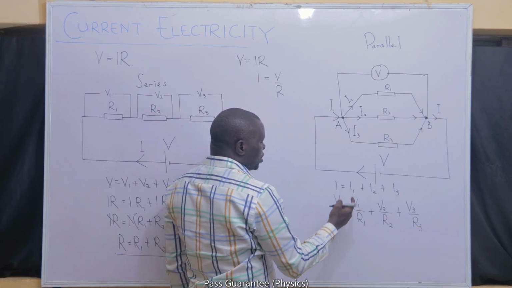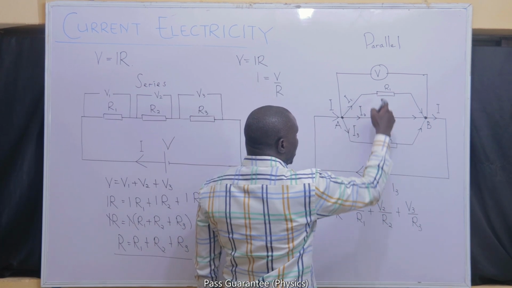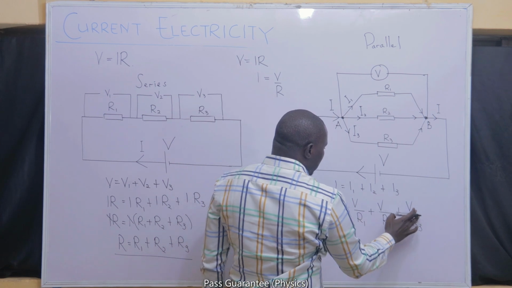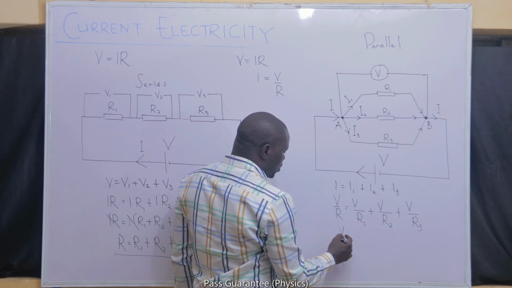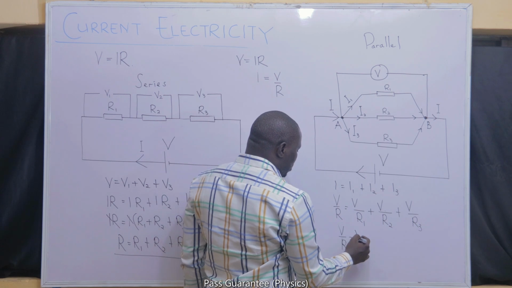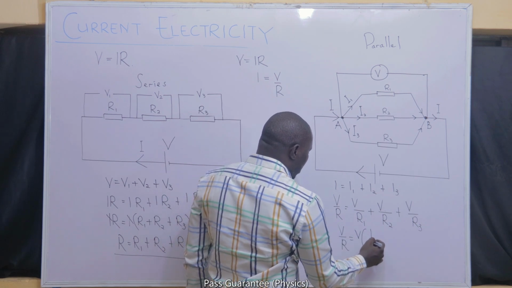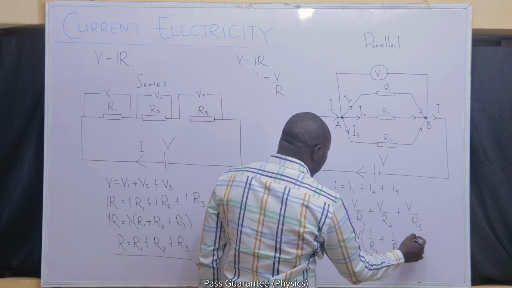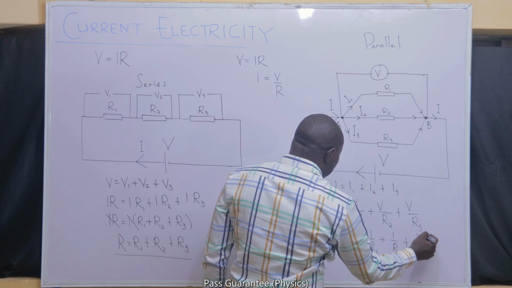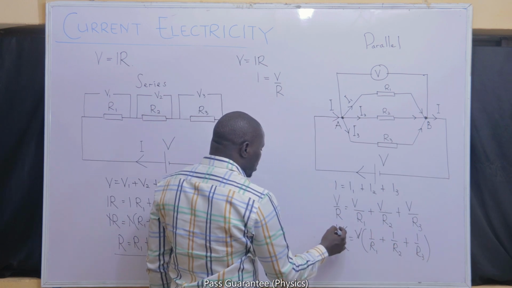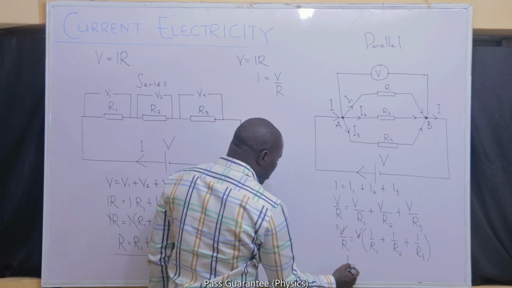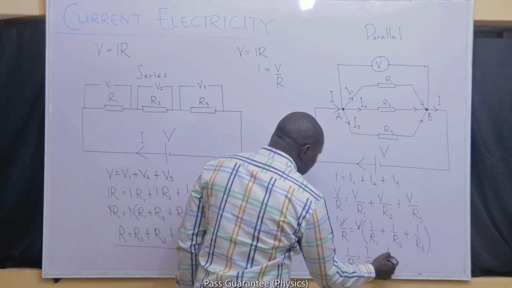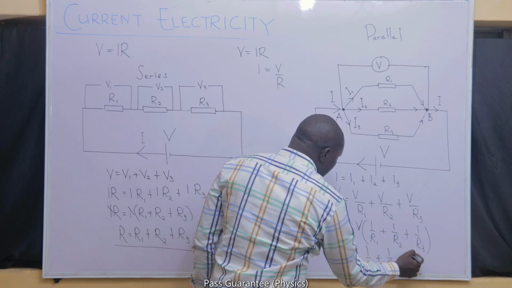But when you check very well, R1, R2, and R3 have the same voltage values. So I'm going to clean the subscripts 1, 2, and 3 off of these. So I will have V all over R being equal to, factorize the V out. If I do that, I will have 1 all over R1 plus 1 all over R2 plus 1 all over R3. If we do that, we'll definitely cancel out the V's. If we cancel out the V's, we have 1 all over R is equal to 1 all over R1 plus 1 all over R2 plus 1 all over R3.